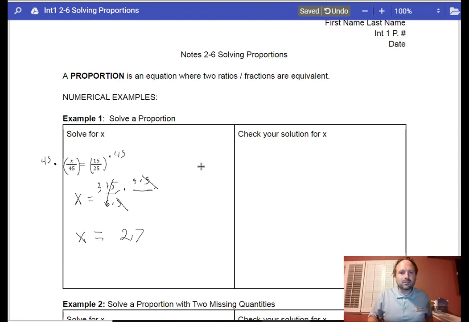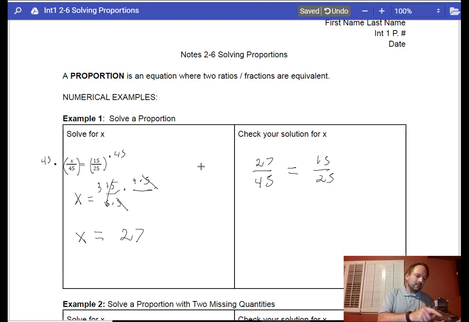Well, now all we have to do is check our solution. So I have 27 over 45 is equal to 15 over 25. In this case, I would take my calculator and plug in 27 divided by 45, and I get 0.6. Then I would take 15 divided by 25, and I get 0.6. Well then, that's correct. It matches up. It's good.